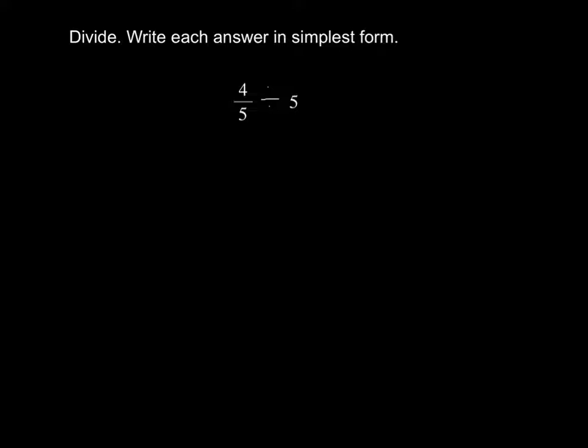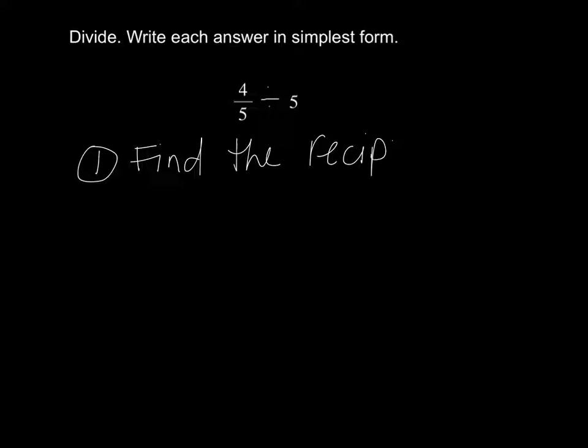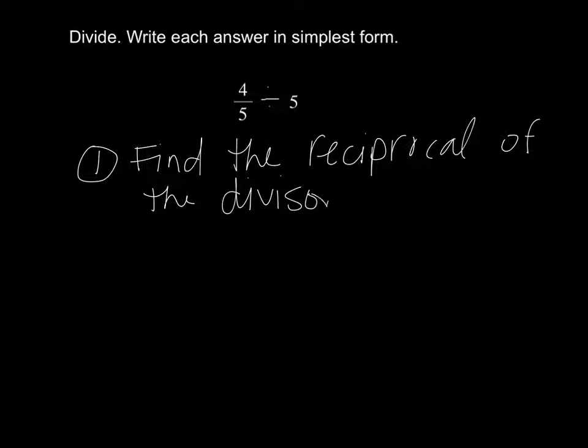So now it's asking me to divide. What is 4/5 divided by 5? When we divide, our first step is to find the reciprocal of the divisor. Let's write this down. Find the reciprocal of the divisor, which is again the second number. We're never going to find the reciprocal of the dividend, the first number. It's always going to be the second number. So the reciprocal of the divisor in this case would be 1/5.